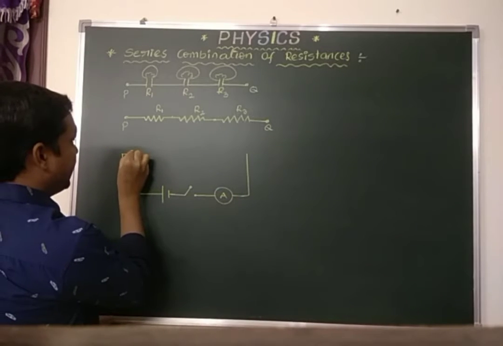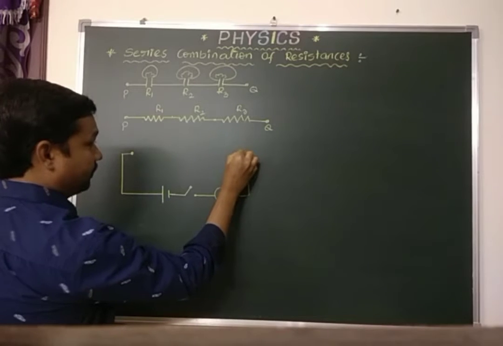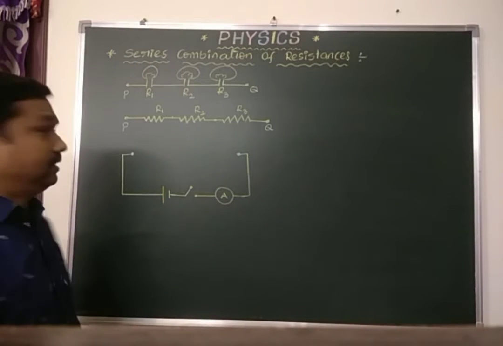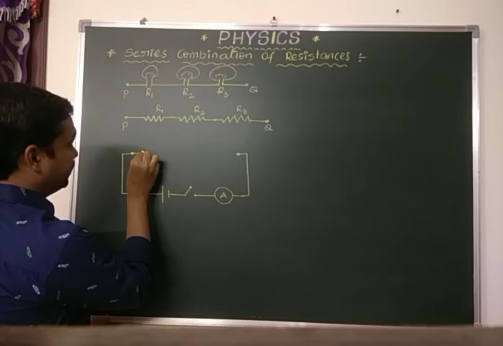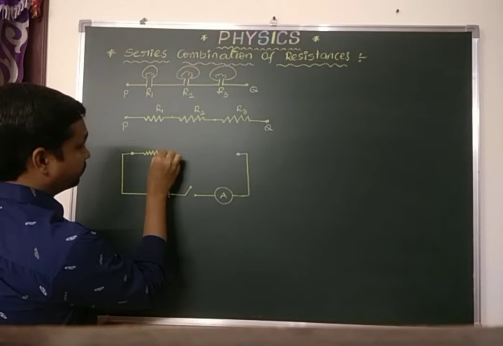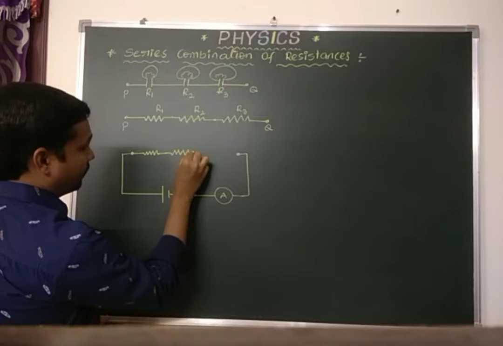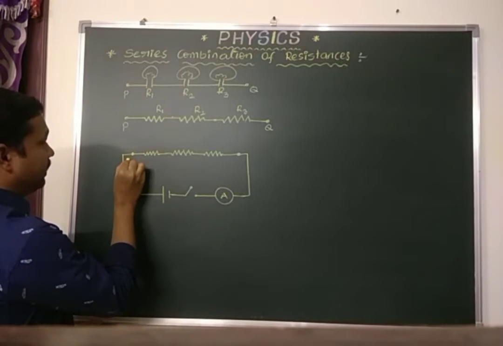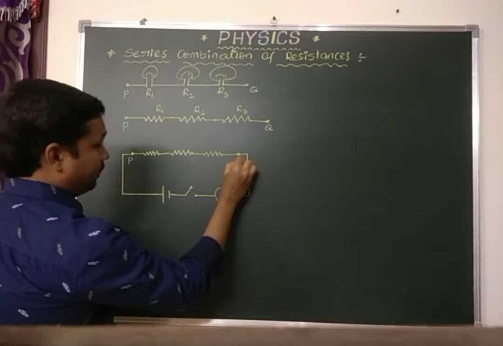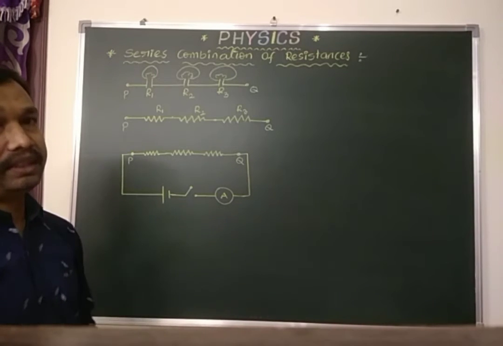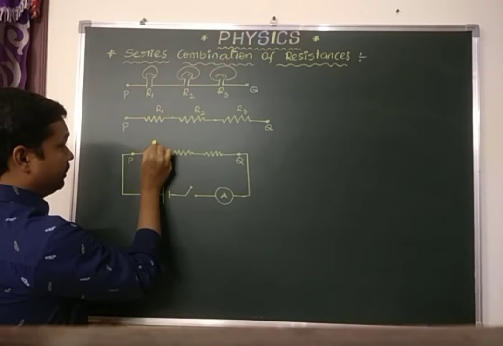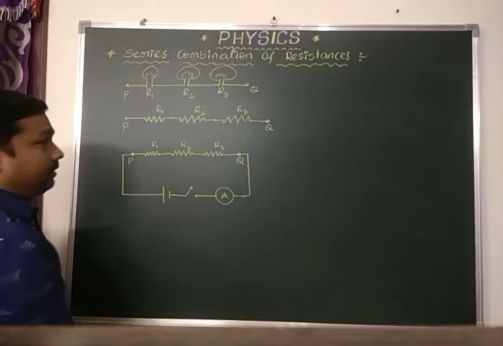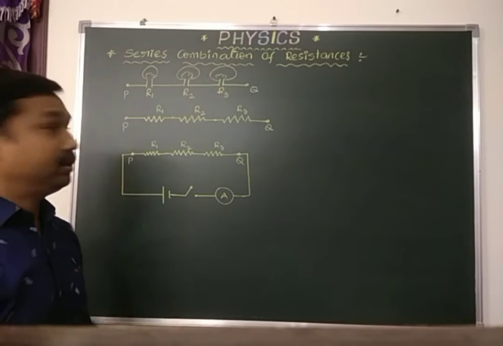Here I am leaving a gap. In this gap we need to connect the series combination of resistances. The gap I am taking as P and Q. The three resistances connected are R1, R2 and R3, a series combination.